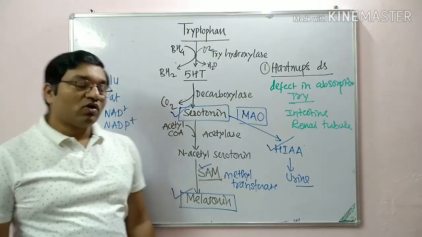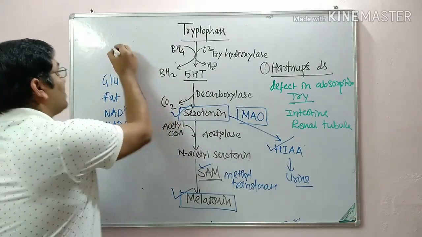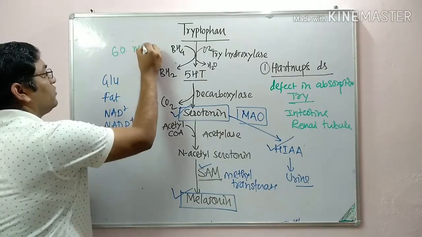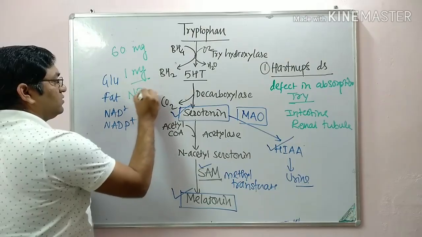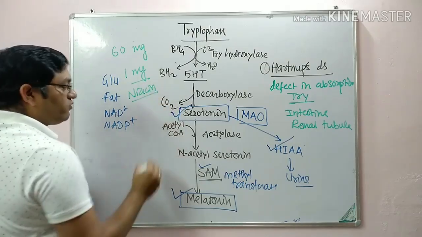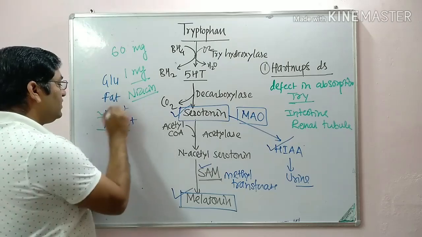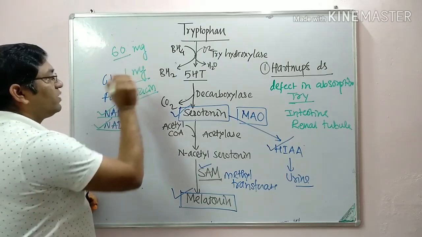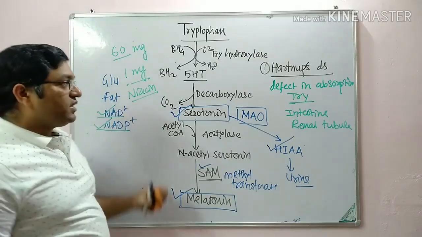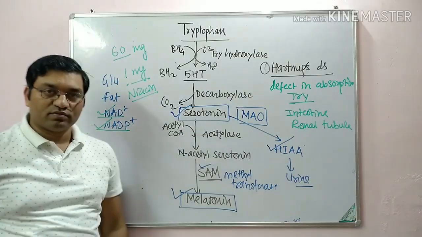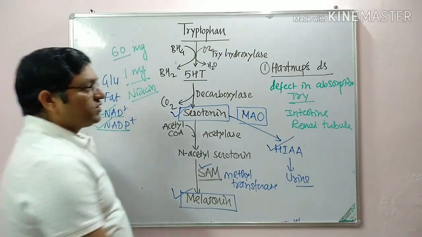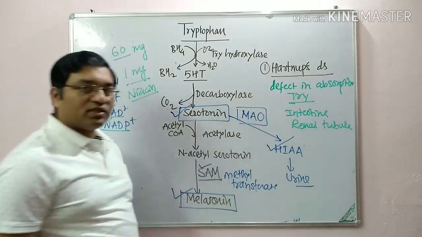So this will lead to pellagra-like symptoms, because 60 milligram of tryptophan will give 1 milligram of niacin. It is responsible for formation of NAD and NADP. As there is defective absorption of tryptophan, it leads to pellagra-like symptoms. So this is the first disease, Hartnup's disease.